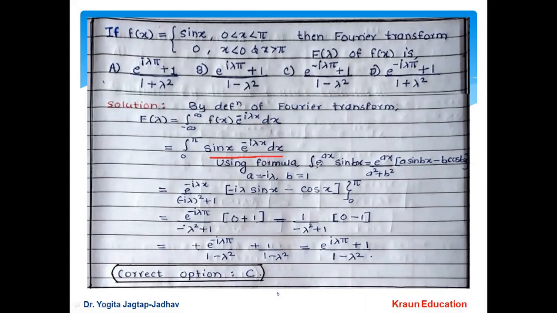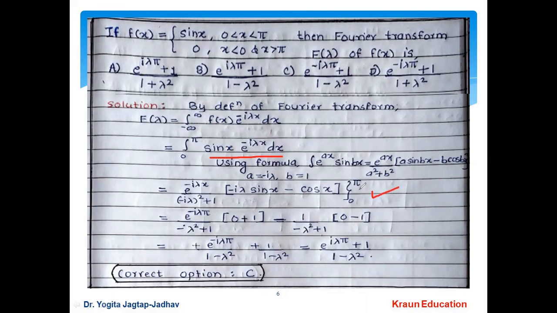Now here we are using the formula that the integration of e raised to ax into sine bx dx is equal to e raised to ax upon a square plus b square, times a sine bx minus b cos bx. Here you can see the value of a has to be put as minus i lambda and b equals 1. Using this substitution in this formula, we get this kind of arrangement.